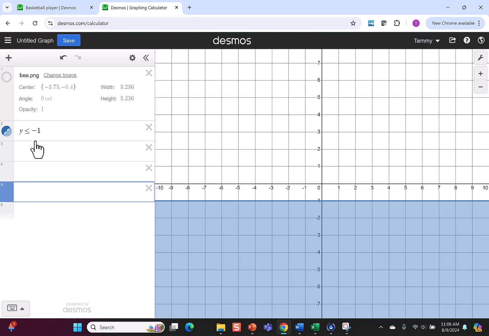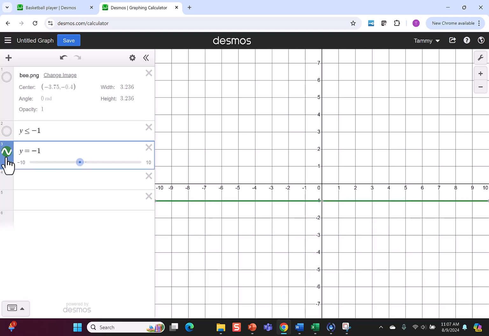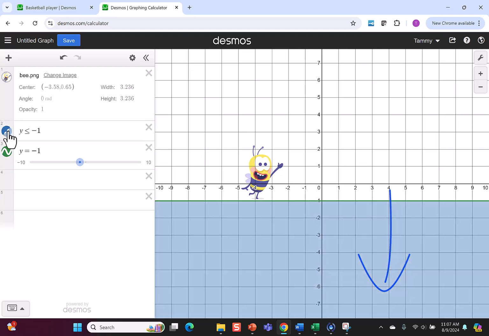Next, I graphed y is less than or equal to -1. Notice again that we have a line at y equals -1, and because it says less than, we shade everything underneath the line. Sometimes it helps to think about standing on the line that we're drawing. Anything greater than will be shaded above, anything less than will be shaded below, as we see in our graph.